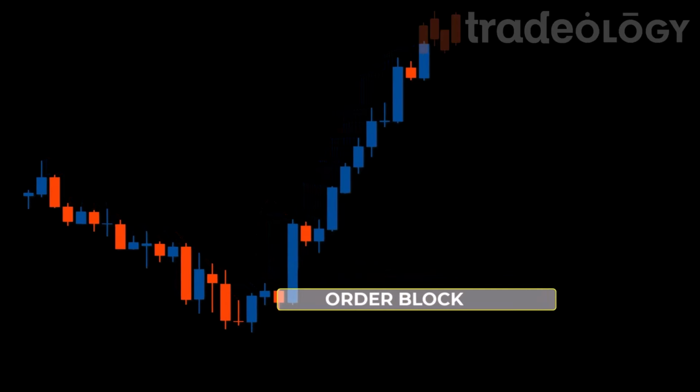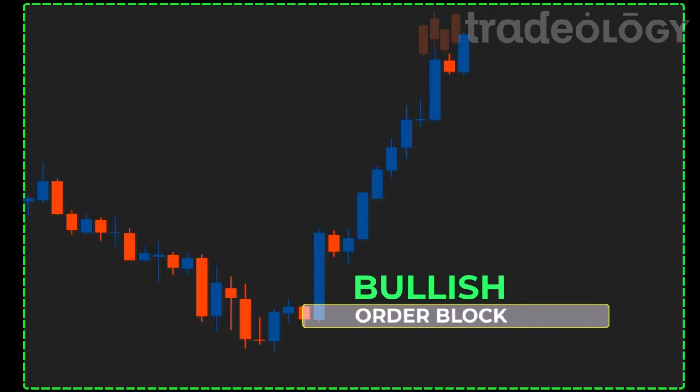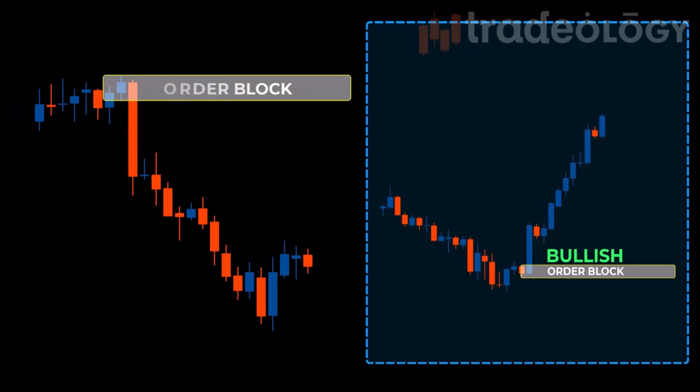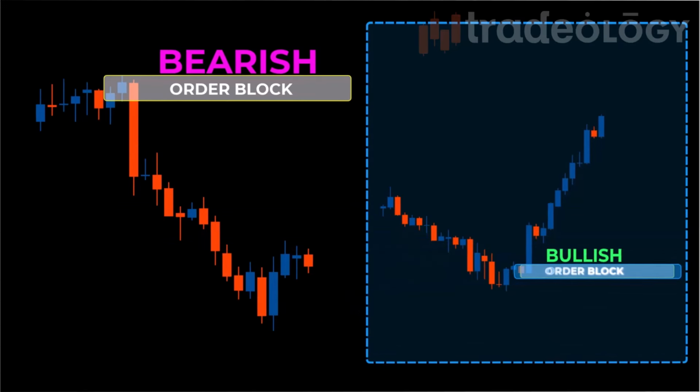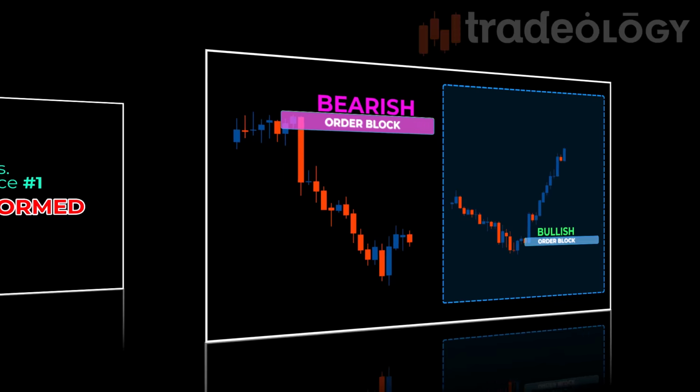Now, there are 2 main types. Bullish order blocks, formed when heavy buy orders drive price higher, and bearish order blocks, created when large sell orders slam it down. In this video, I'll mark bullish order blocks in blue and bearish order blocks in purple. But honestly, you can use whatever colors make sense to you.